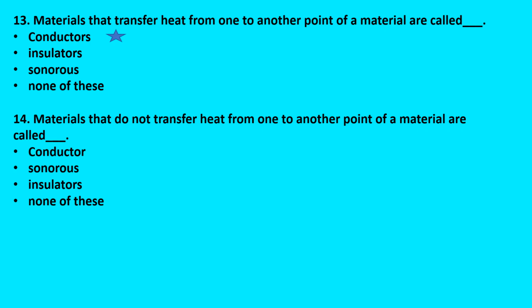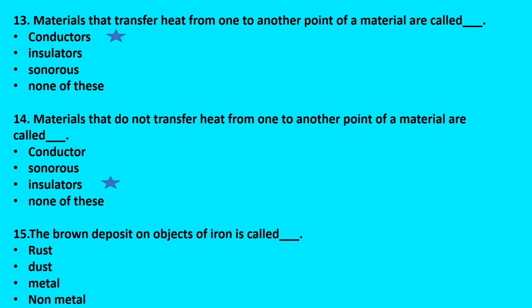Question number 14. Materials that do not transfer heat from one point to another point of a material are called. So materials which do not allow transfer of heat are called conductor, sonorous, insulators, or none of these. So the correct answer here is insulators.